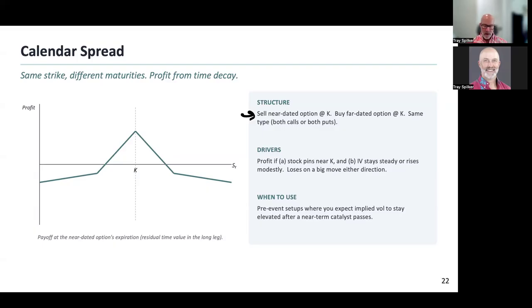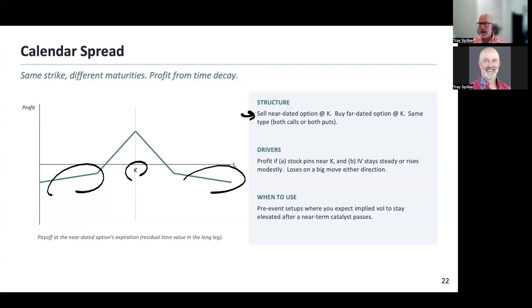So this is a situation where the near dated option will lose value more quickly than the long dated option because of time decay. The time value starts to erode more quickly for a near dated option than a long dated option. So you can see the shape is very similar to a butterfly, right? The peak is here at K. There's some losses in the wings here.